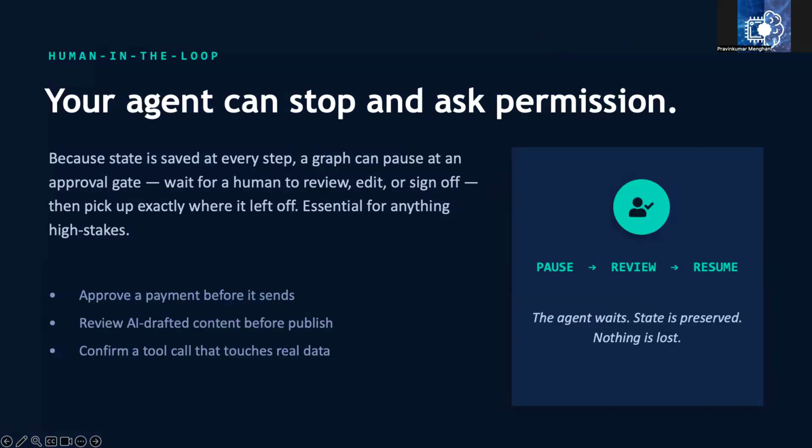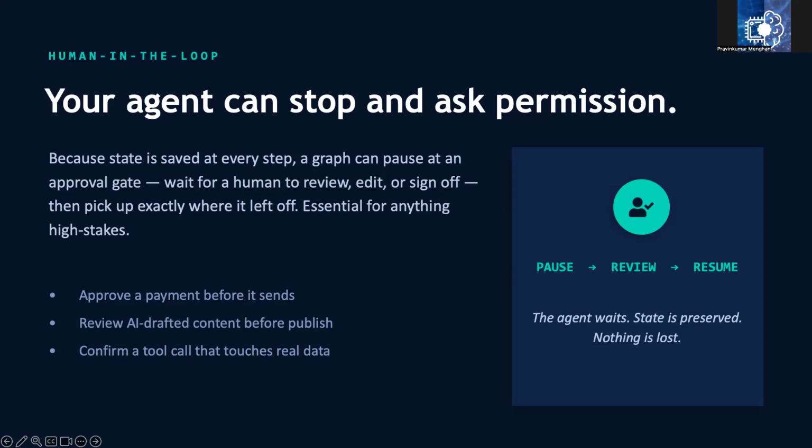Let's take a look at how your agent can stop and ask for permission. Now, one thing I want to talk to my audience about is an uncomfortable truth. Nobody trusts a fully autonomous AI agent with their money, maybe with their data or with their reputation. And they shouldn't, of course, not yet. The agents that actually get deployed in enterprises are the ones that know when to stop and when to ask for permission. Now, because we have checkpointing, adding a human approval gate is trivial.